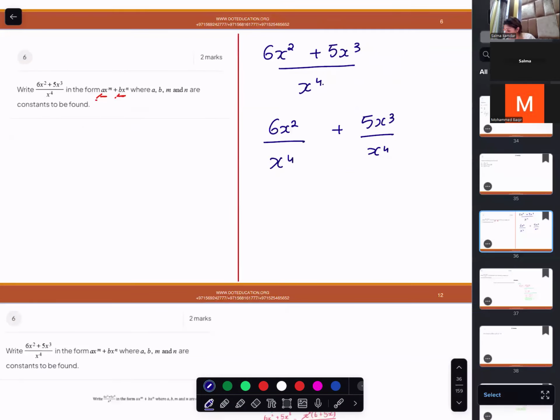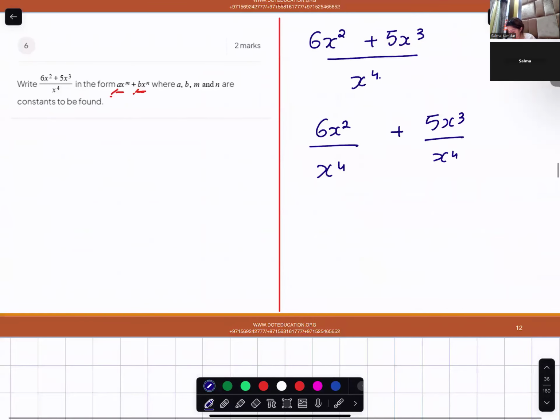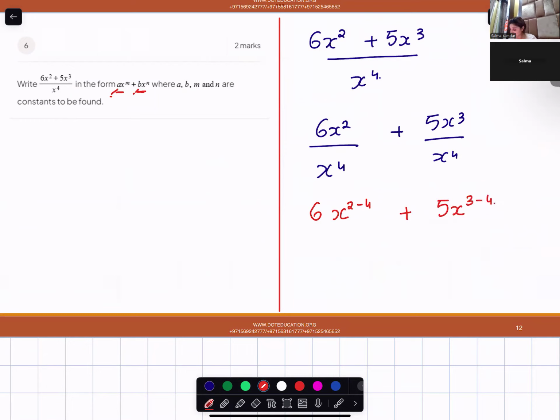Now, since you're simplifying the fraction, you can apply the law of indices. So this becomes 6x^(2 minus 4) plus 5x^(3 minus 4). So this becomes 6x raised to minus 2 plus 5x raised to minus 1. So this is what we are getting.